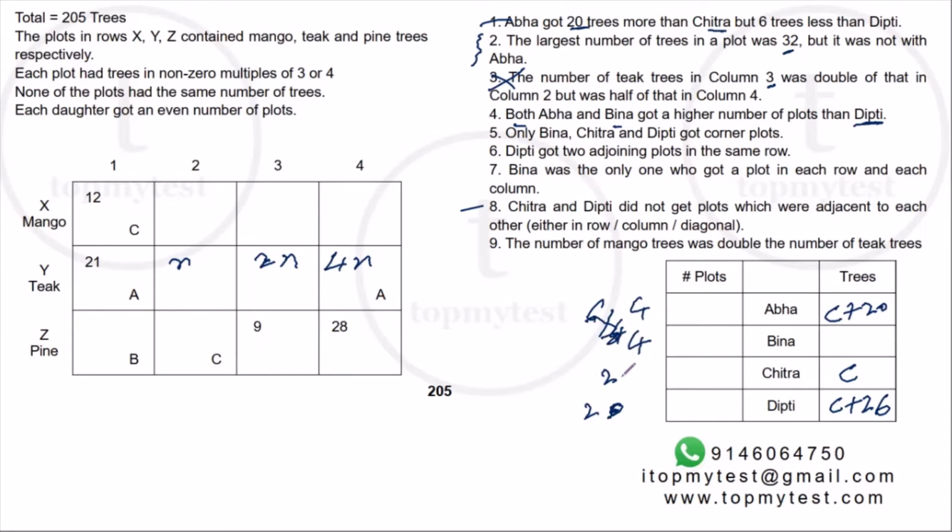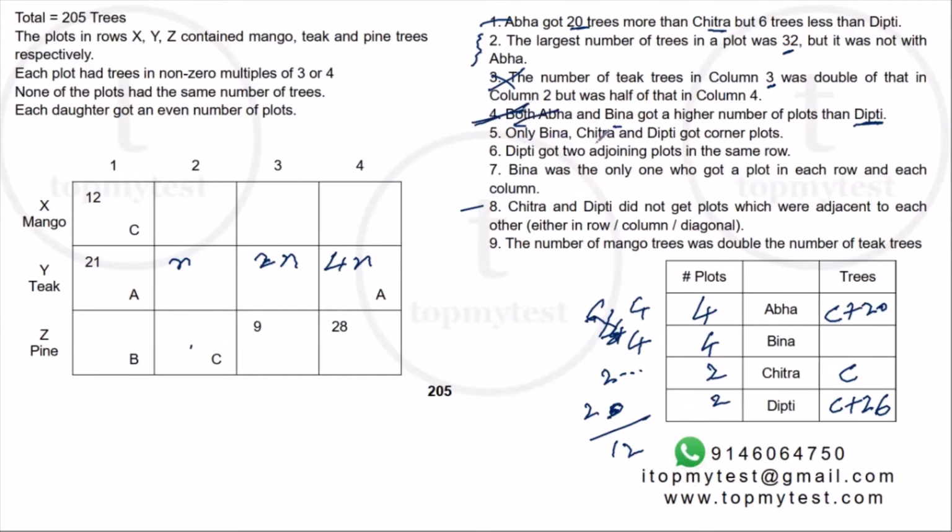We know Chitra has at least 2 plots. Right? So Abha and Beena get 4 plots each. Deepti and Chitra get 2 plots each. That's the only way to divide 12 now. They have to be even numbers, right? And both Abha and Beena have to get more than Deepti, and Deepti cannot get a 0. Chitra also cannot get a 0 because we know Chitra got at least 2 plots. So this is the only way possible. So now we have reduced the multiples. So 4, 4, 2, 2. This part is done. That's a nice start.